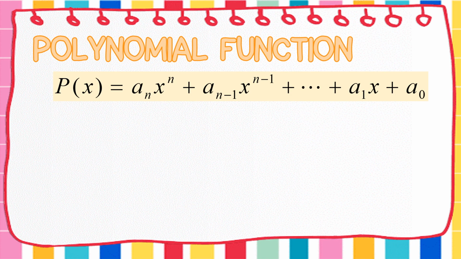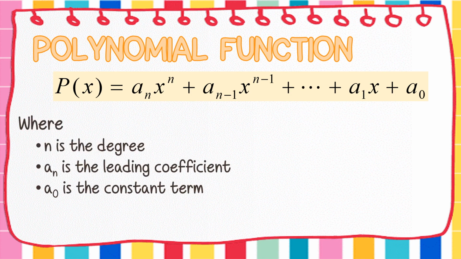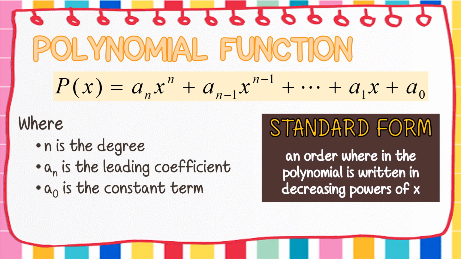Okay, so polynomial function is of the form p of x equals a sub n, x raised to n plus a sub n minus 1 times x raised to n minus 1 and so on and so forth until a sub 1 x plus a sub 0, wherein n is the degree or the highest exponent, a sub n is the leading coefficient or the number beside the variable na merong mataas na exponent, and a sub 0 is the constant term. Okay, and we also have the term standard form.